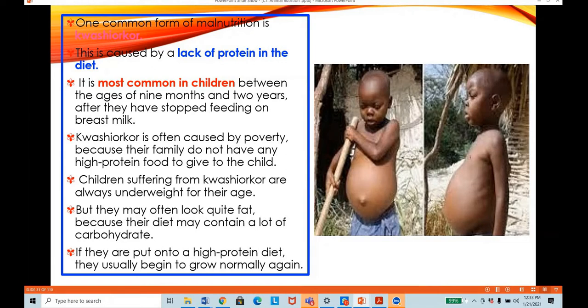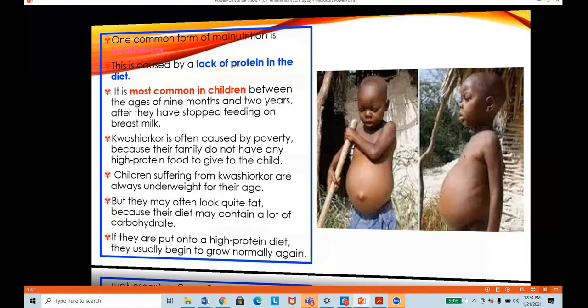But they may often look quite fat because their diet may contain a lot of carbohydrates. So though they are eating, they are including lots of carbohydrates in their diet, due to which their stomach looks like this, pot-bellied. But actually, the body is devoid of the proteins which are required for growth. So if they are again put onto a high-protein diet, they usually begin to grow normally again.